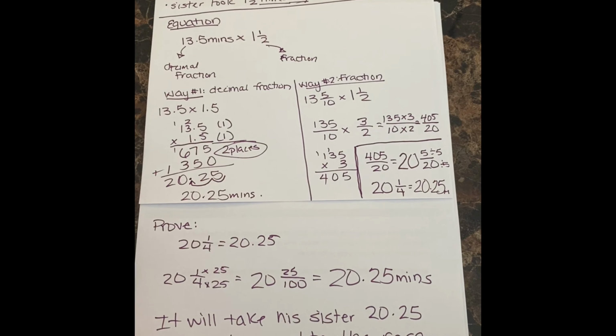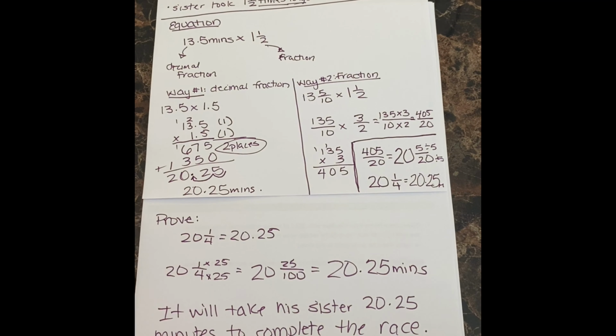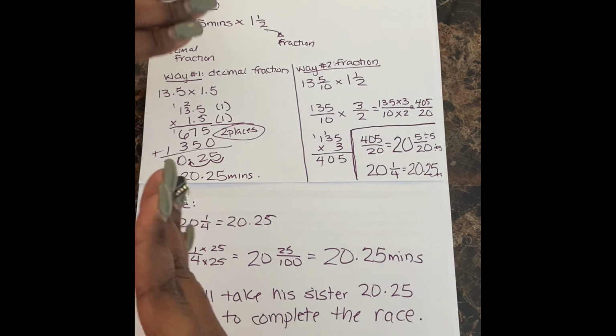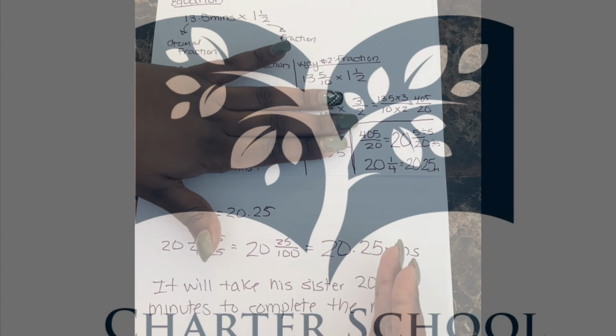All right, so in this lesson, our key takeaway is that we always need to convert to one form. So we're either always going to convert to decimal fractions or we're going to convert to fractions.